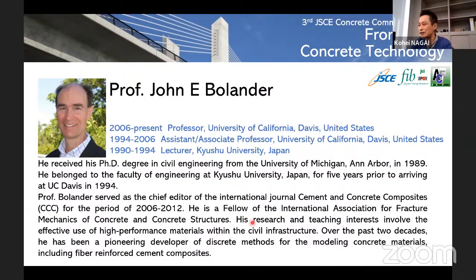His research and teaching interests involve high performance materials for civil engineers. He has been pioneering the development of discrete analysis models for concrete materials and structures. On this topic, Professor Bolander is the first researcher who successfully applied the discrete analysis model to concrete structures. He founded this field, so we are very pleased to invite Professor Bolander today.